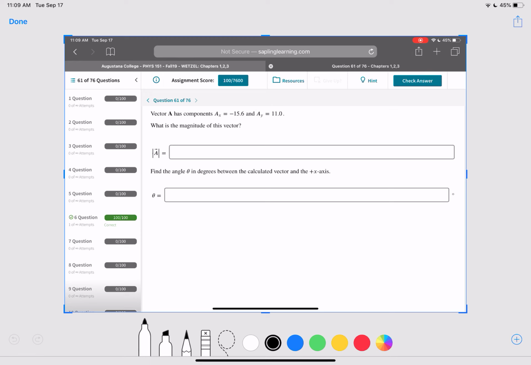What is the magnitude of the vector? Okay, again, 15.6 squared plus 11 squared. Square root it will give you the magnitude of that vector. You've got x and y components. The magnitude is the Pythagorean theorem of that vector. Okay, you put that in here.